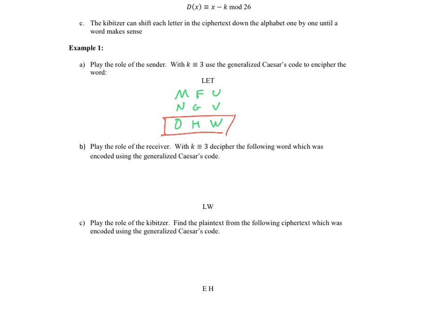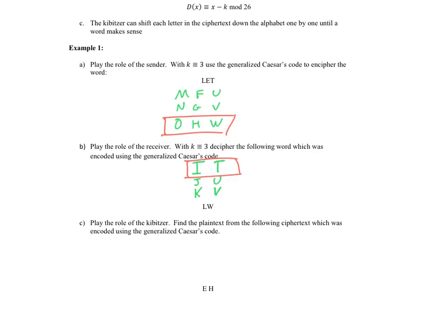To play the role of the receiver, we would shift in the opposite direction. So for O, we would do N, M, L. For H, we go back 3, so G, F, E. And for W, we go 3 back, so V, U, T. So changing the ciphertext back to plaintext gives us the word LET.